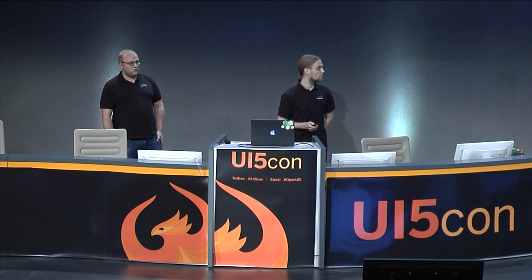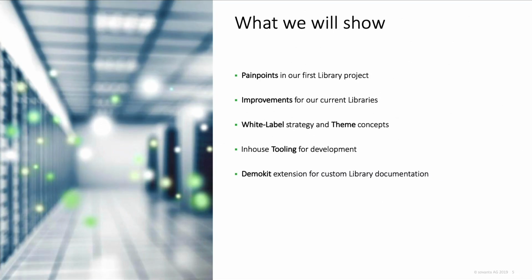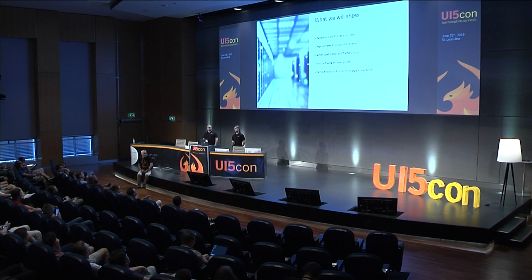Without further ado, let's start with our agenda. What will I show today? At first, I will start with the pain points we had with our first library project. Then what we learned out of this first project, what we did for the next libraries we developed, and what we improved. Which white label strategies we followed for these new libraries. Then we will show some of the in-house tooling we developed to ease the development of UI5 libraries. And at the end, we will show our Demokit extension for better documentation of our libraries.